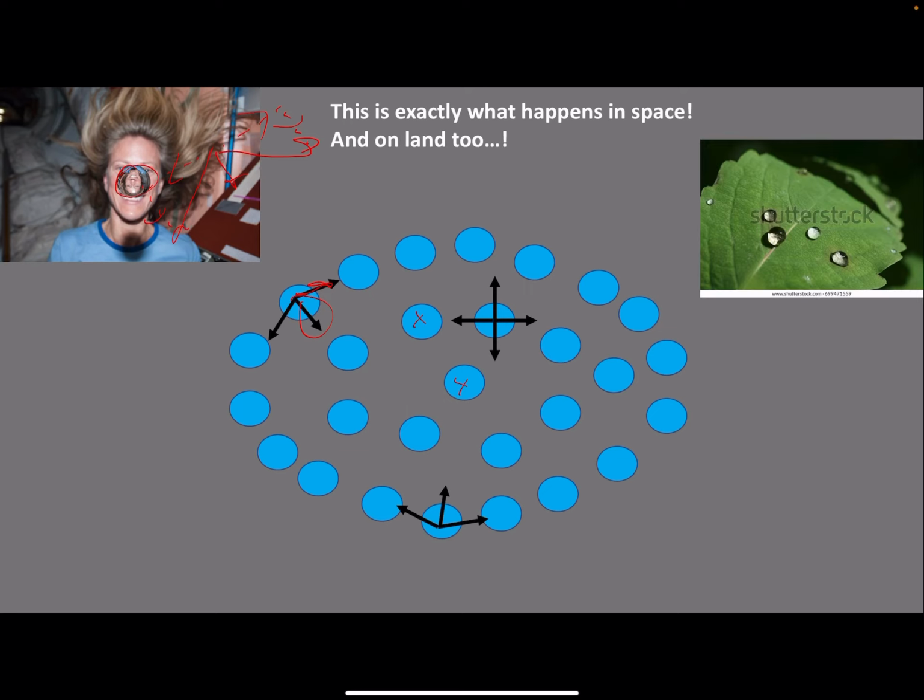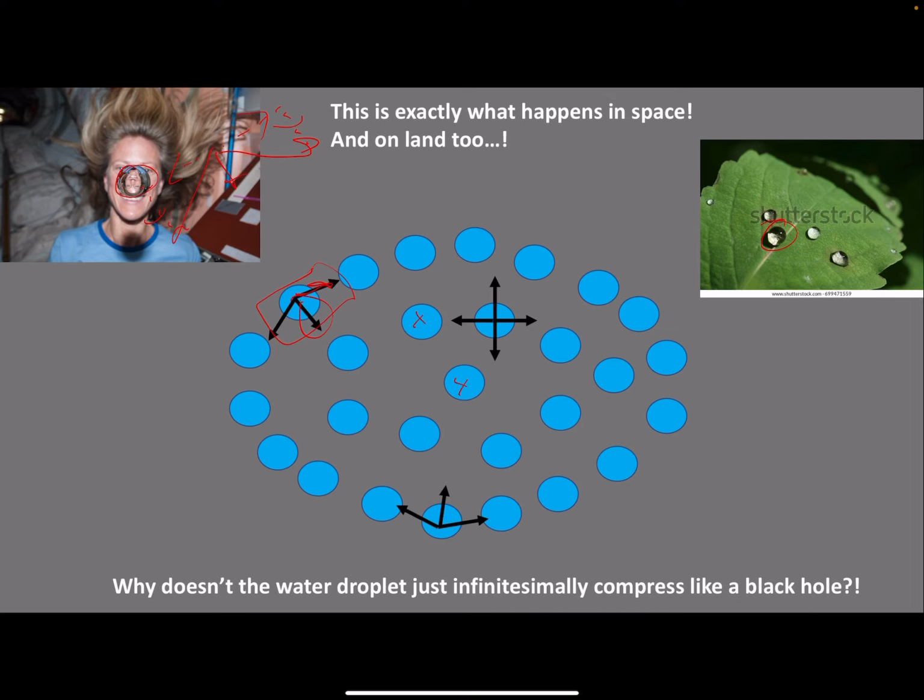Of course, this is what happens on land too. If I have a hydrophobic leaf, the particles naturally assume a spherical shape. We can ask ourselves, though, if we just think about the free body diagram, think of physics and vectors, what I have right here shows that this should just continually accelerate downwards and downwards and downwards. So why don't I have this just collapse infinitesimally?